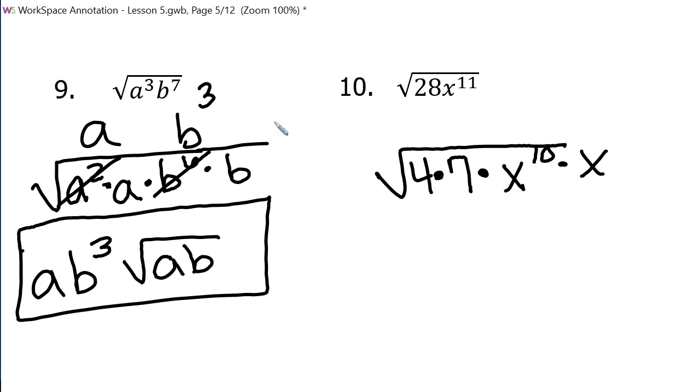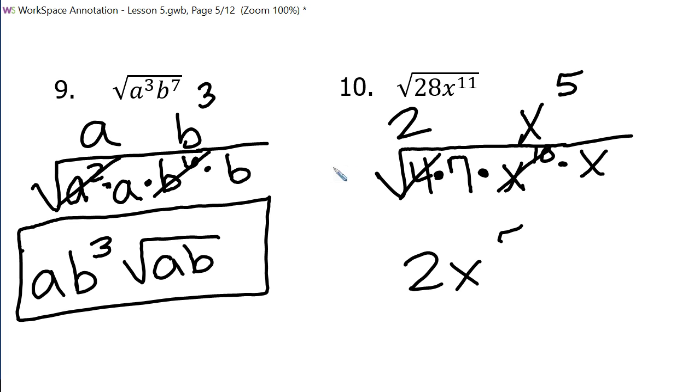Now mark out the 4. What's the square root of 4? 2. Mark out the x to the 10th. What's the square root of x to the 10th? X to the 5th. So what goes out front? 2x to the 5th. What's left on the inside? 7x. So 2x to the 5th out front, 7x left on the inside.